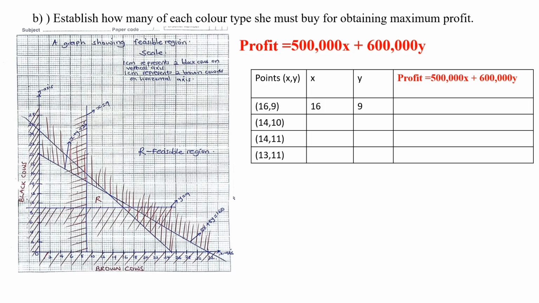So we shall come and read the points: 15, 16, 9, then 14, 10, then 14, 11, and then 13, 11. So better substitute, like the way we have done in item 1, and then complete that table yourself.